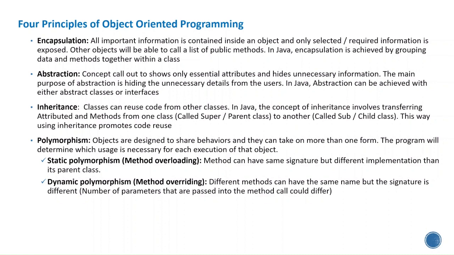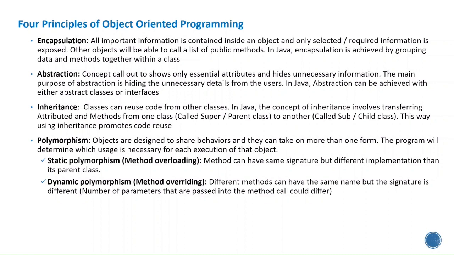Principle 4 is polymorphism. The key idea behind that is objects share the same design and behavior, and they can take one or more of the forms. When the program executes, the behavior will actually determine which form or which usage is right for execution of that object. In Java, it can be achieved in two different ways. One, by doing method overloading, where there will be multiple methods, they have same name and same signature from parent class to subclass, and a dynamic polymorphism, which is basically nothing but method overriding.